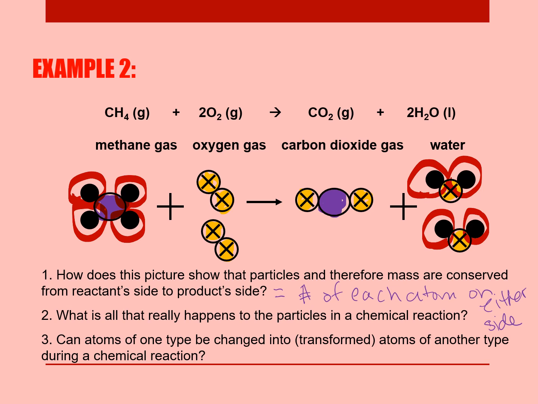What really happens to the particles in the chemical equation? What is happening is that they are just being rearranged and bonded to new things. And then number 3, can atoms of one type be changed or transformed into atoms of another type during a chemical reaction? And the answer is no, it cannot. Okay, so if I start with 4 hydrogens, I have to end with 4 hydrogens. These hydrogens can't turn into, let's say, heliums. During chemical reactions, they cannot change into a new element.